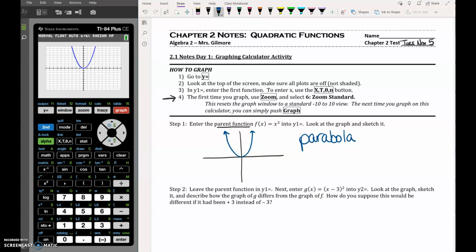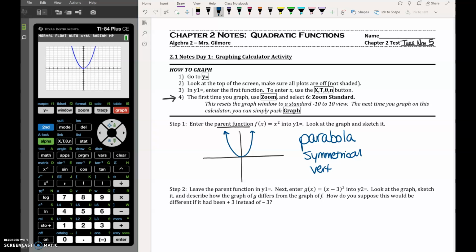Parabola sounds like some evil disease that's going to kill us all. We're not going to talk about awful diseases. We're going to talk about parabolas.